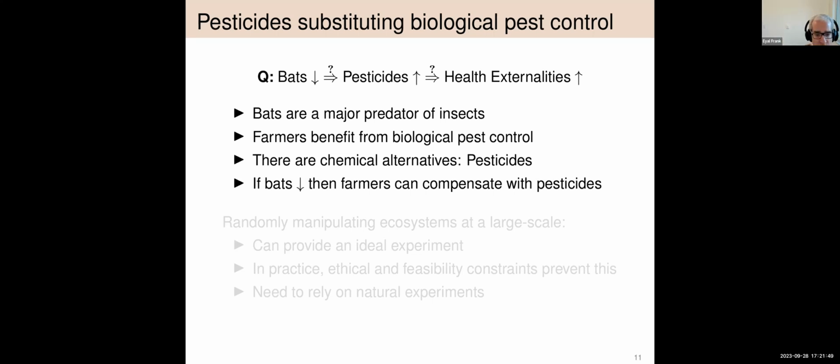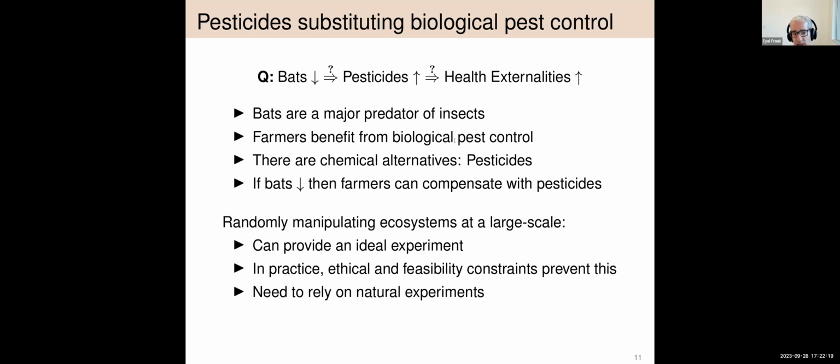And that might be good because from toxicology and epidemiology, we tend to think that these pesticides that are toxic by design are going to potentially have an impact on health externalities. So if we have fewer bats, we might see compensation of farmers using more pesticides, and that's going to result in negative impacts on human health, seeing these externalities increase. The problem is that this is not something that we can easily go and learn about, because we're not going to just, this is bordering on mad science.